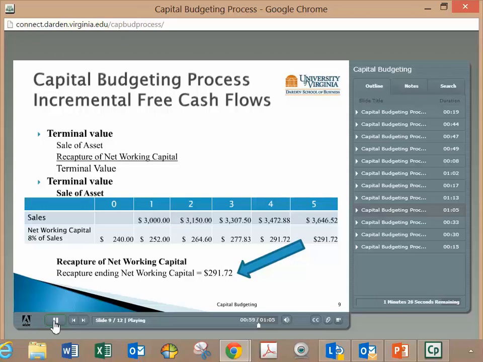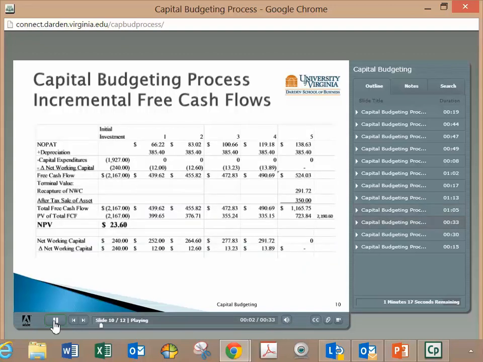Now we can put it all together and calculate the net present value. We have an initial investment of $21.67, free cash flows for years 1 through 5, and the terminal values for the sale of the asset and the recapture of net working capital. We take the present value of each of the total free cash flows. The sum of all present values is $2190.60. Hence, the difference between the value of the project and the cost is the NPV of $2360. The NPV is positive, so this project is a value-creating project.